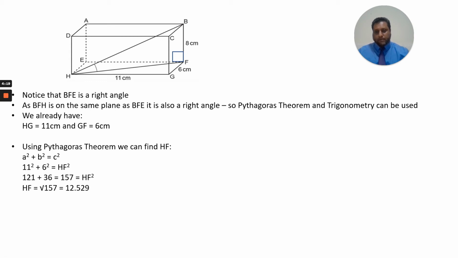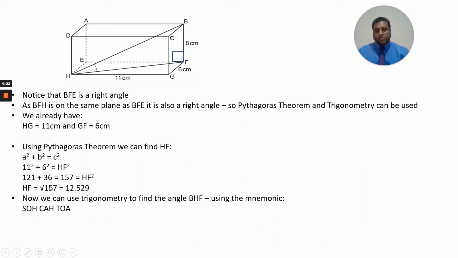So the next step is that we can use trigonometry to find the angle BHF. Okay, so we know that FH is 12.529, and we have 8 centimeters as BF. So we've got this side, we've got this side. We don't know the hypotenuse here, which is BH or HB. But we need to find the angle here.